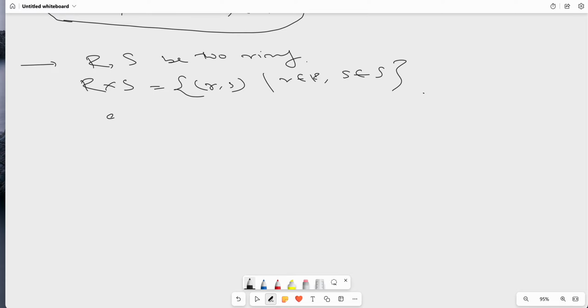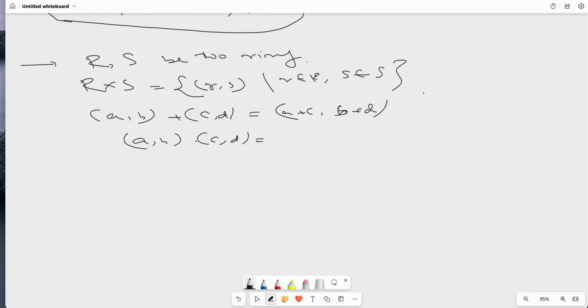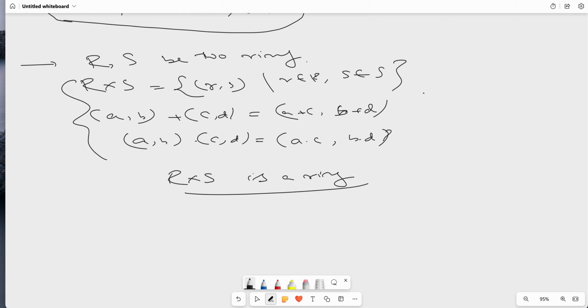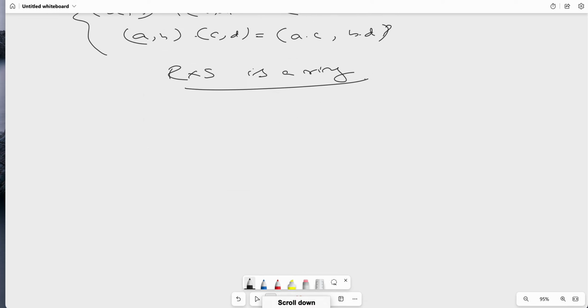So what will be the operations? (a, b) plus (c, d) is actually (a plus c, b plus d), right? And (a, b) dot (c, d) is nothing but (a dot c, b dot d). Under these two operations, R cross S is a ring. R cross S is a ring. Just a definition here. Now I am giving you something to verify.